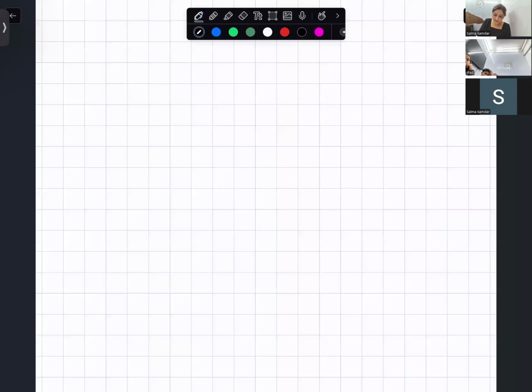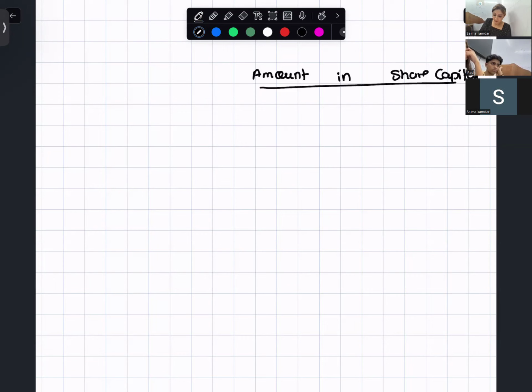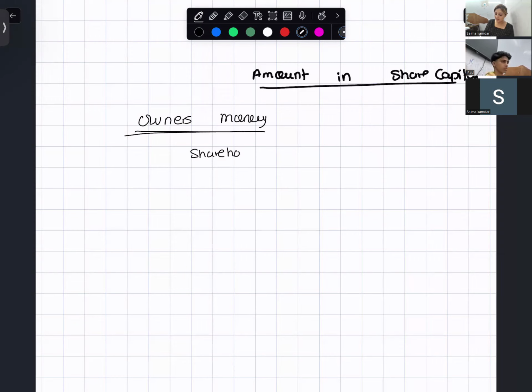So we are doing this concept of amount in share capital. What is share capital? Share capital is owner's money. The owner's money. Okay. When I say it is the owner's money, that means it is the shareholders' funds.